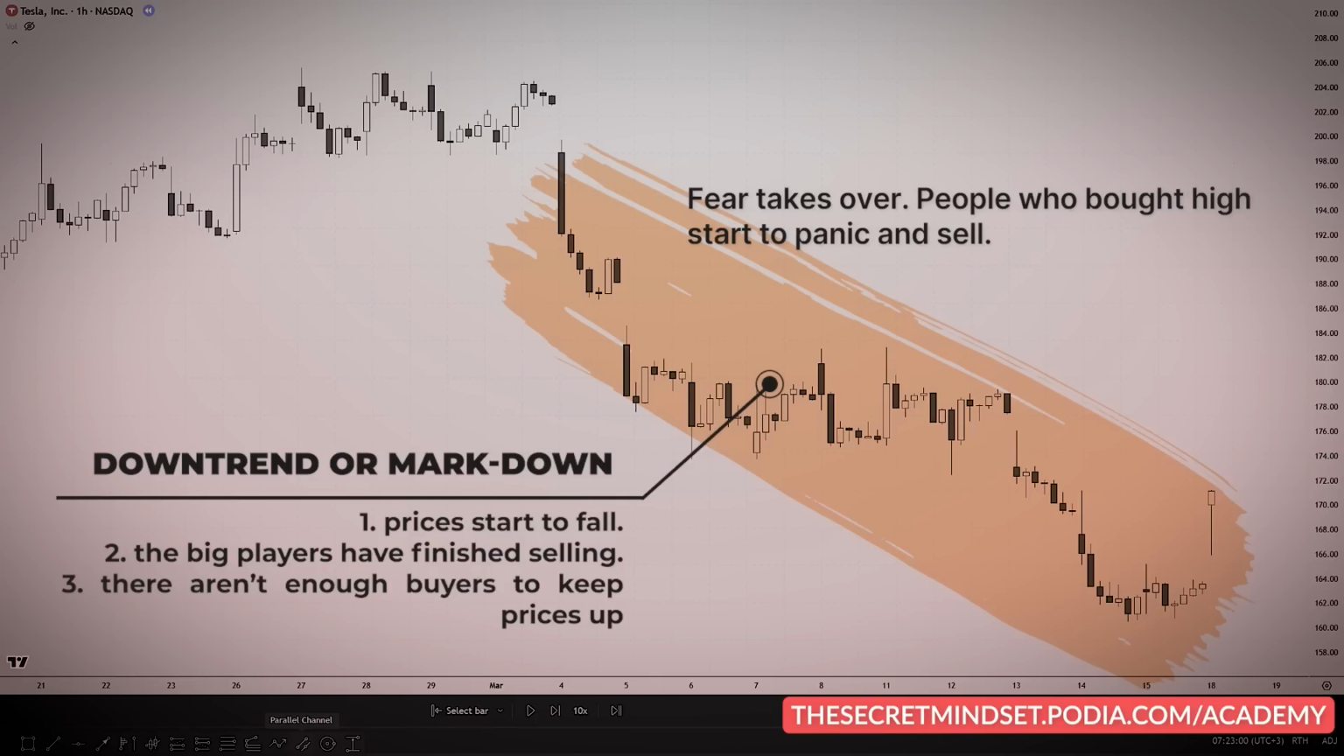In the downtrend, fear takes over. People who bought high start to panic and sell. This pushes prices down even faster. Like the uptrend, the downtrend often moves in waves.